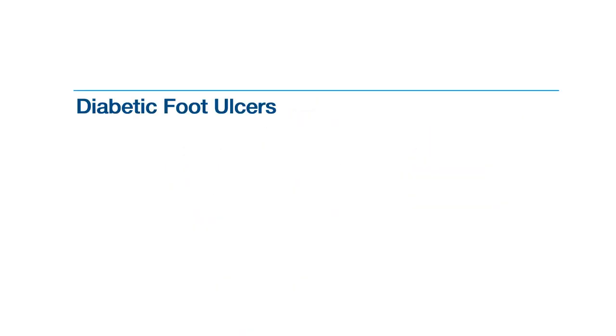Now I want to discuss diabetic foot ulcers. To start with, we have to mention that the prevalence of diabetes mellitus around the world in 2021 is estimated at 537 million adults aged between 20 and 79 years. This number is predicted to rise by 2030 to 643 million. 3 out of 4 adults with diabetes mellitus live in low and middle income countries.